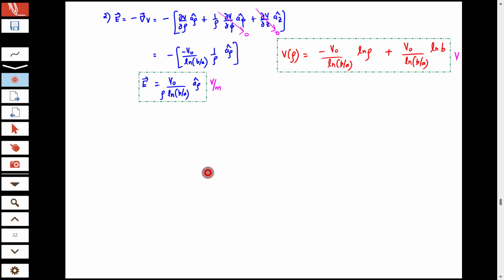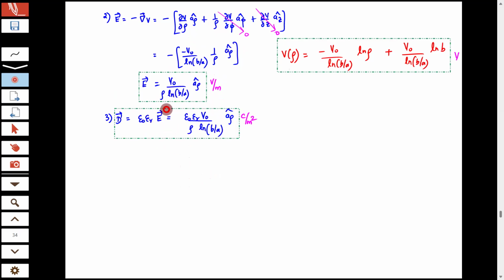The next step is finding flux density vector D, which is epsilon times E vector, where epsilon is epsilon naught multiplied with epsilon r of the region separating the two capacitor plates. Multiplying this with epsilon naught epsilon r, we'll get the flux density vector D, whose unit is coulomb per meter square. Next, we have to estimate the charge from Gauss law, which is surface integration D dot ds.